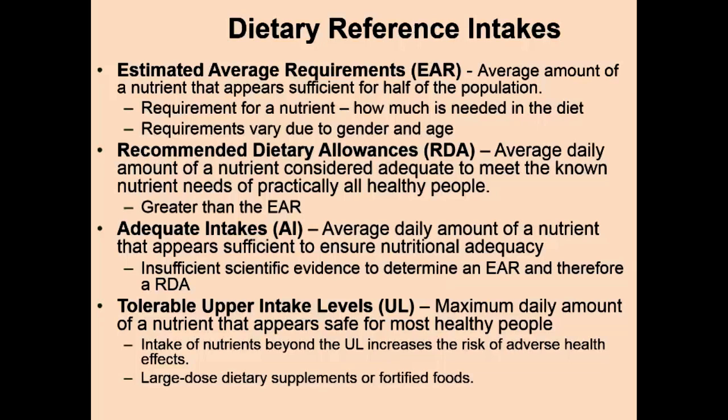The estimated average requirement is the average amount of a nutrient that appears sufficient for half the population. The requirement for a nutrient depends on how much is needed in the diet, and the requirements are going to vary due to gender and age. A toddler is going to have different nutrient requirements when compared to somebody who's 75. And a pregnant woman is going to have different nutrient requirements when compared to a man of 36.